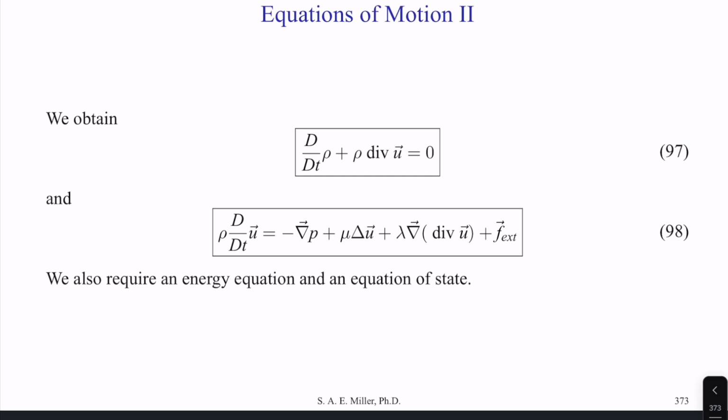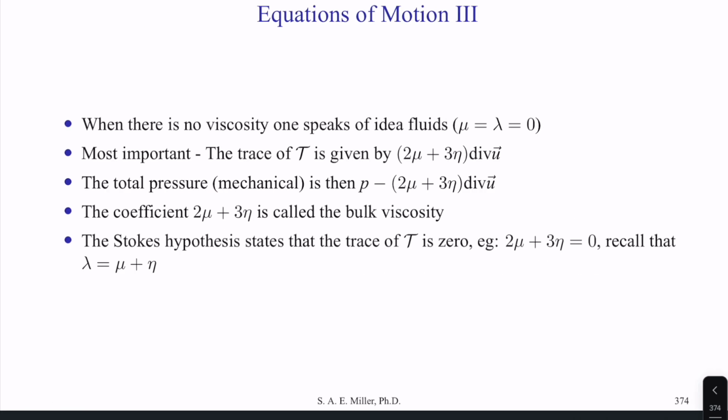Incompressible flow, of course, would have the D'Alembert equation, which would imply divergence of U is 0, which is the D'Alembert equation. If there's no viscosity in these equations, then we'll call it an ideal fluid, and mu and lambda, the first and second coefficients of viscosity, will be 0, and we'll automatically receive a set of equations we call the Euler equations.